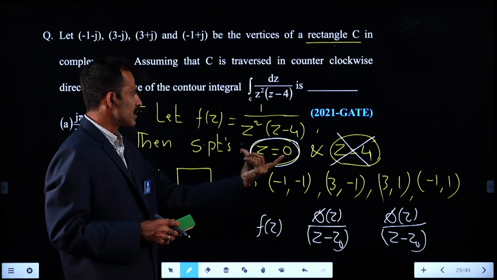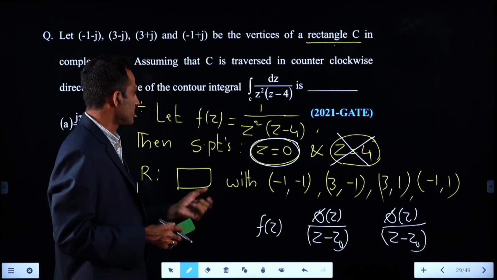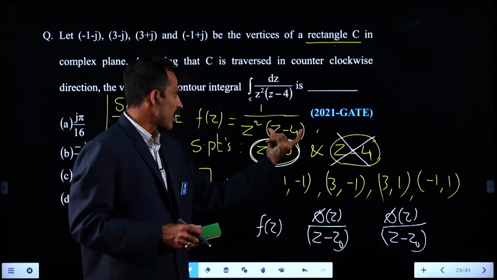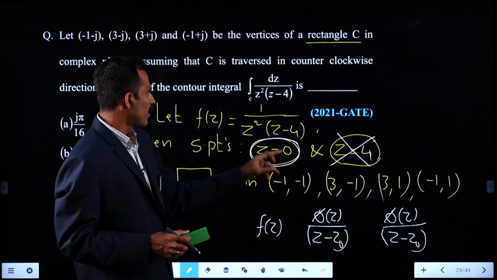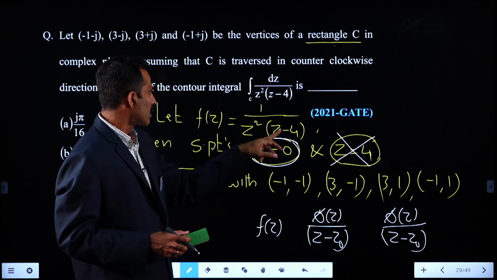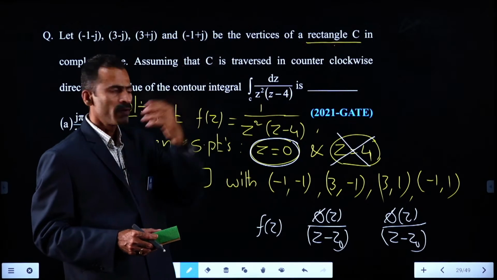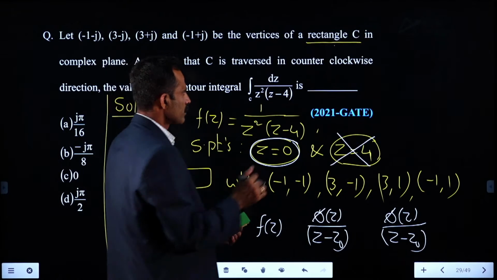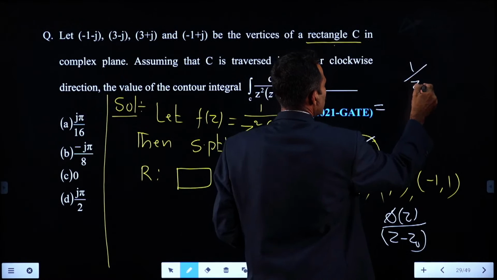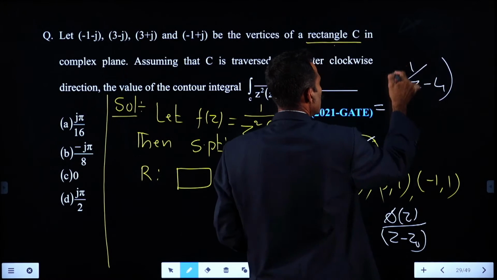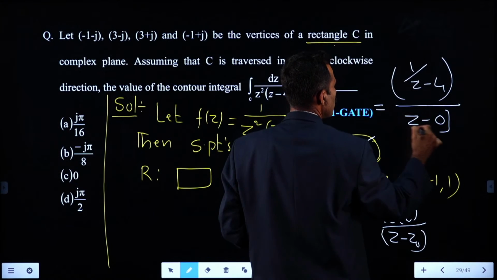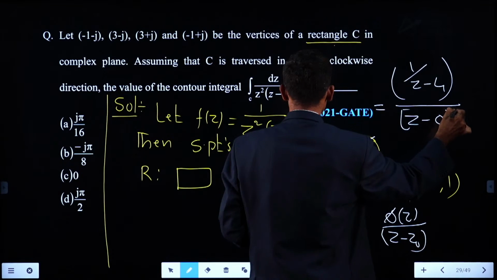Only one singular point is inside the region. And this 0 is coming from this factor, not from this other factor. So keep this factor in the denominator and take the remaining function as the numerator function for writing this form. This is equal to 1 by z minus 4 as the numerator function. In the denominator, we write the (z minus z naught) power n form. That's all.